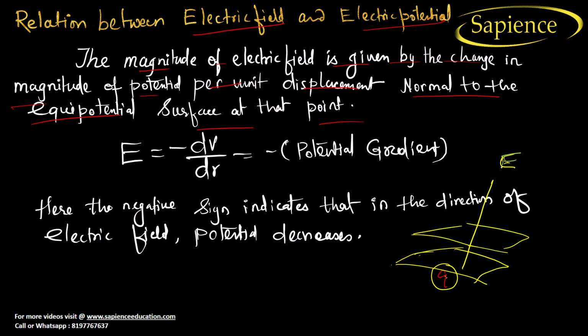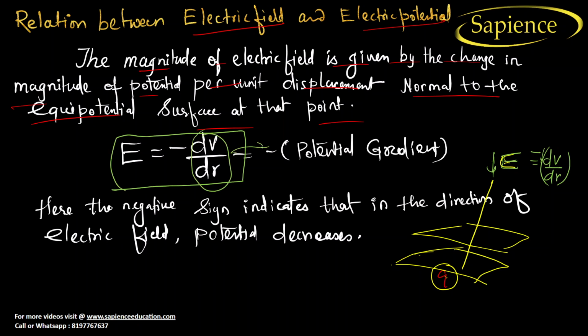Electric field E is equal to the potential gradient. It means that as the electric field intensity decreases, the potential will also decrease, and they will decrease in such a way that it keeps this relation. This quantity is known as potential gradient. So we will use this in many of the derivations also.